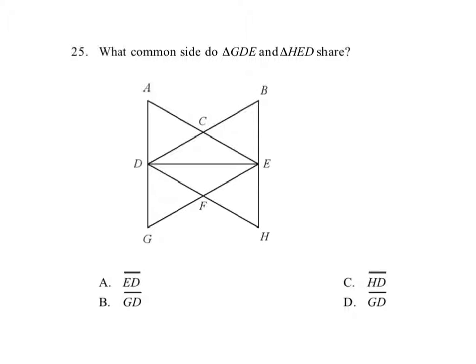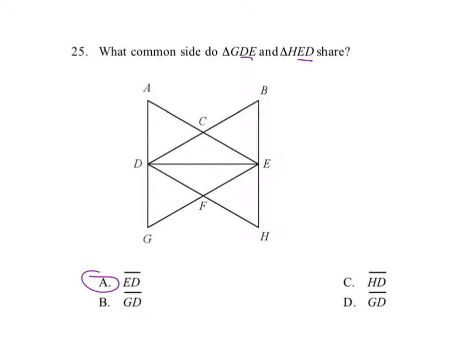So what common side do triangle GDE and triangle HED share? Well, we could tell this just by the name because look at the two vertices that they share, D and E. So it's going to be side ED. Right away, we could tell that from the name even if they didn't give us the diagram. But they did give us the diagram, so that makes it even easier to verify.